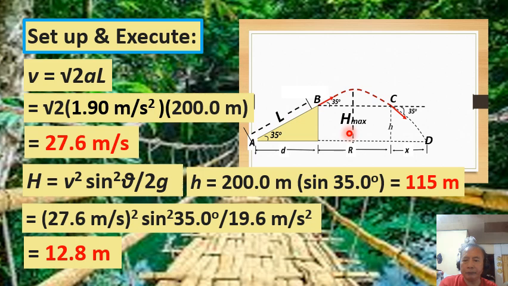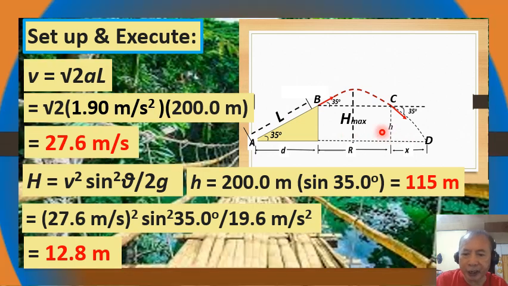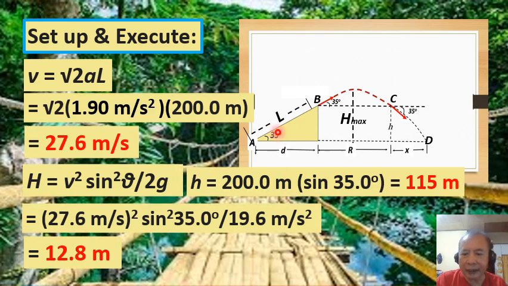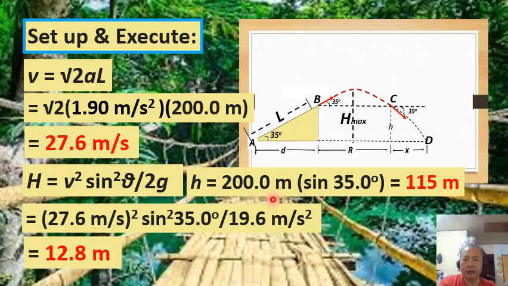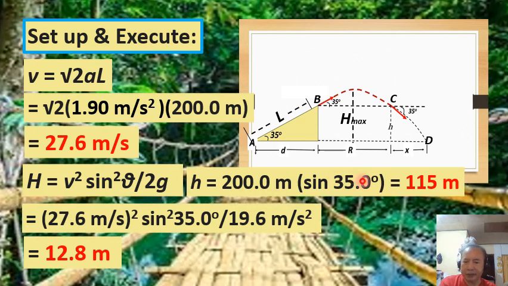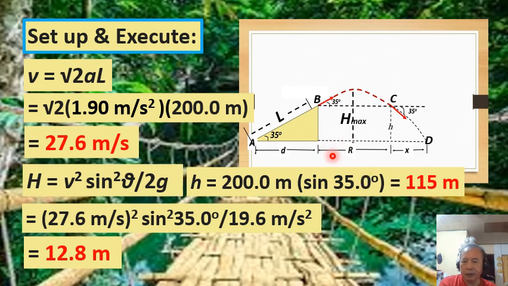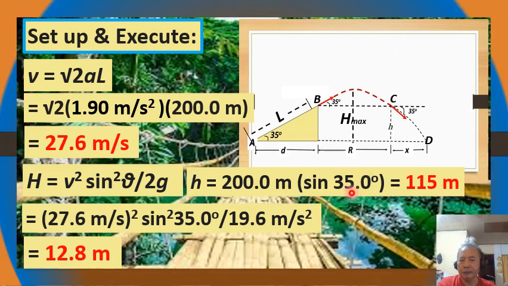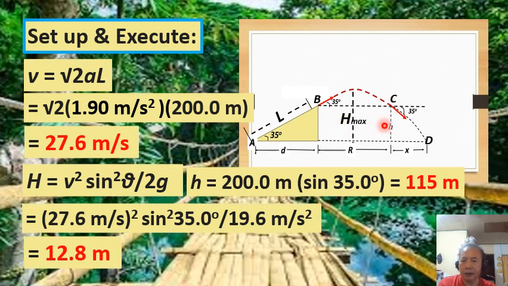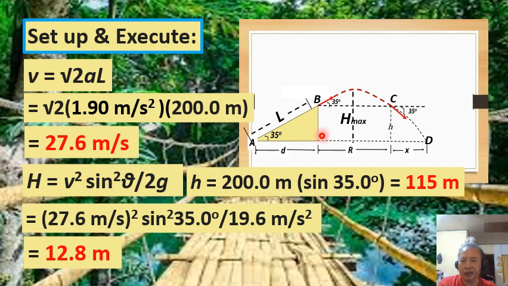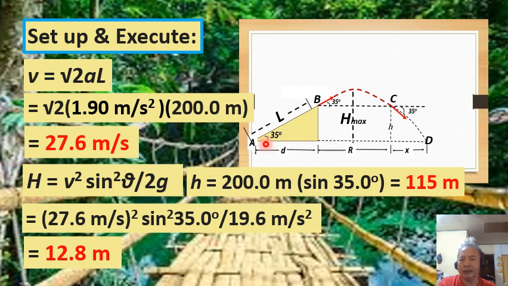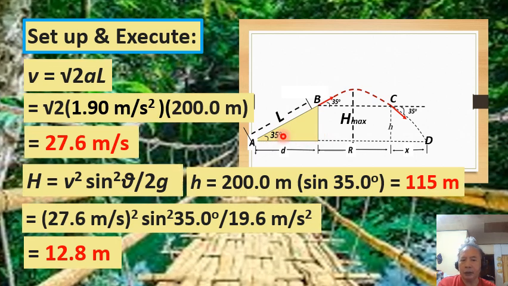The vertical height of the ramp, which is labeled here as small letter h, can be determined by simply multiplying the length of the ramp, which is 200.0 meters, by the sine value of 35 degrees, right? This is based on the definition of the sine of the angle theta, okay? The vertical height, small letter h, happens to be the opposite side of that angle, and the length L happens to be the hypotenuse.